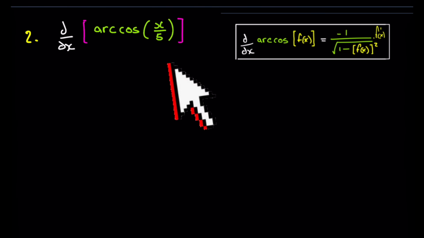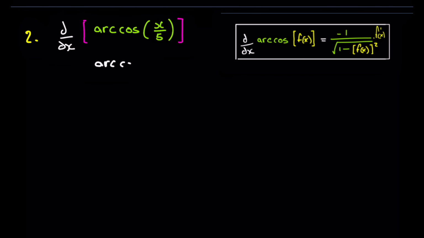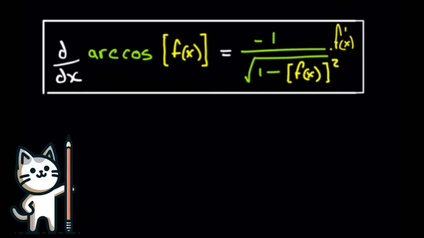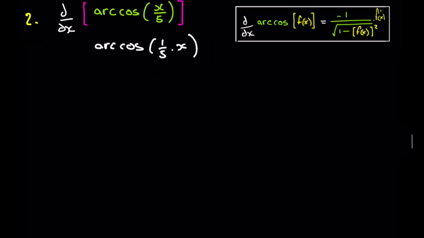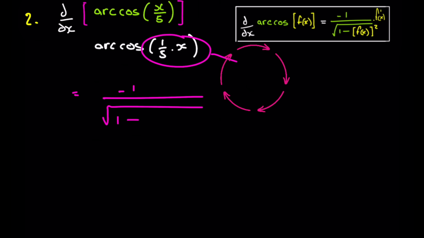Question 2. Now we have x over 5, which we can simply rewrite as arc cosine of 1/5 times x if you prefer, but either way we're going to use this again on the right hand side. So let's go ahead and do that now. The derivative of this with respect to x will end up being -1 over root 1 minus, now this expression squared will be 1 over 25 x squared, right? But the derivative of that is simply 1/5.